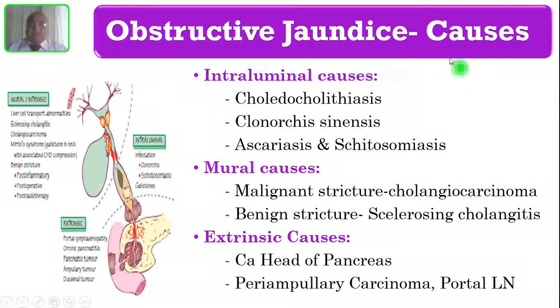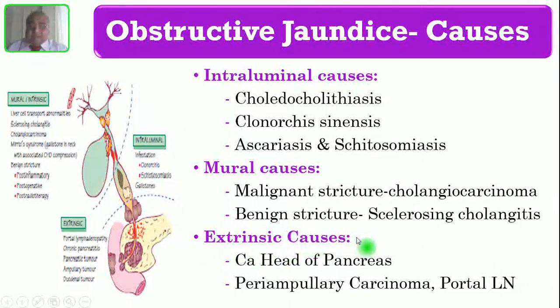So what are the various causes for obstructive jaundice? It can be divided into intraluminal causes, mural causes and extrinsic causes. The intraluminal causes are choledocholithiasis, that is stone inside the bile duct, and parasitic infestations like Clonorchis sinensis, Ascariasis and schistosomiasis. The mural causes are malignant stricture in the wall, that is cholangiocarcinoma, or benign strictures following any post-inflammatory, post-operative or post-radiotherapy problem. Even sclerosing cholangitis can also cause benign stricture of the extrahepatic biliary radicals.